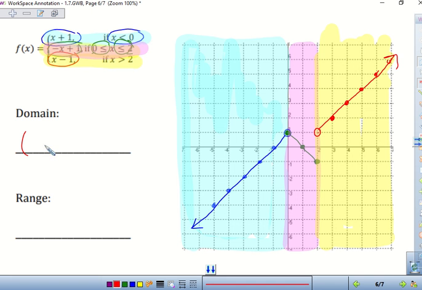What do you think the domain is? Good. Are there any gaps in the range? No. No gaps. Okay.